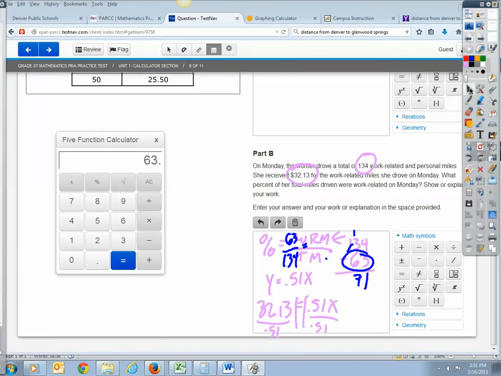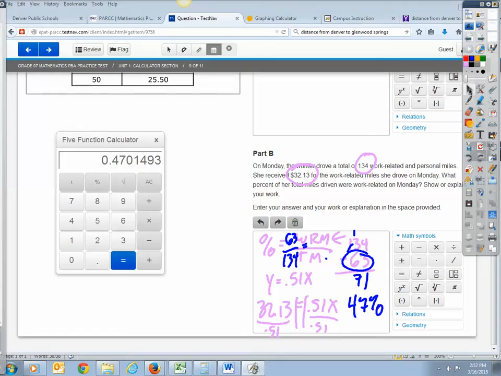So I have 63 divided by 134. Oh, come on. Ain't technology great. 63 divided by 1. The 1 key doesn't want to work too well. 34. So that's 47%. So 47% of her miles are work-related. And so you need to show all your math work, plus give some explanation on what you did.